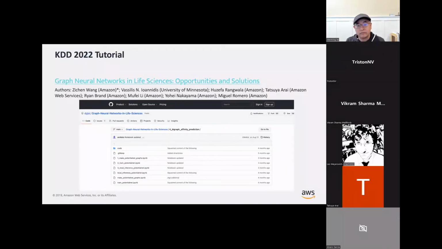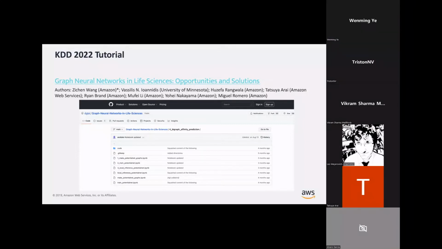All right, so today's talk is based on module number 4 of the KDD hands-on tutorial from this year. You can learn the modifications we made to the original script from the DGL Life Science library to make it more practical.